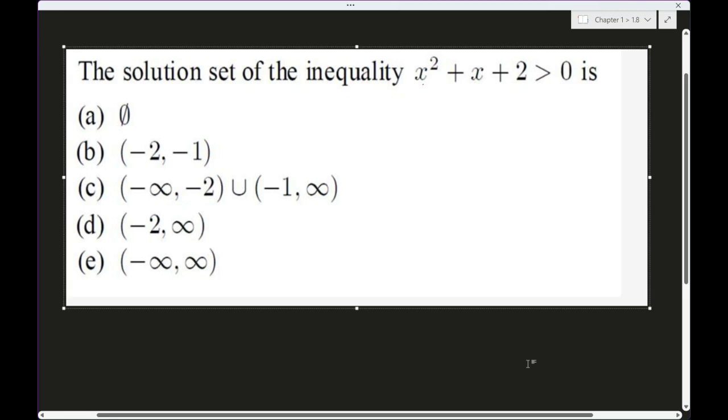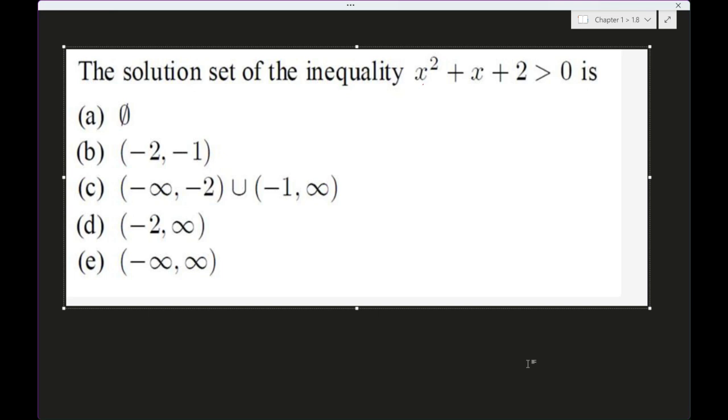Hello viewers, in this video we will solve this interesting nonlinear inequality. We want to find the solution set. Now it is a nonlinear inequality, and the usual way to solve it is to find the critical values, which means you find the zeros of the nonlinear function. Then you use your table to check the test points.